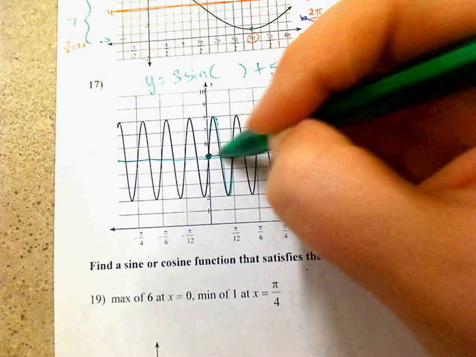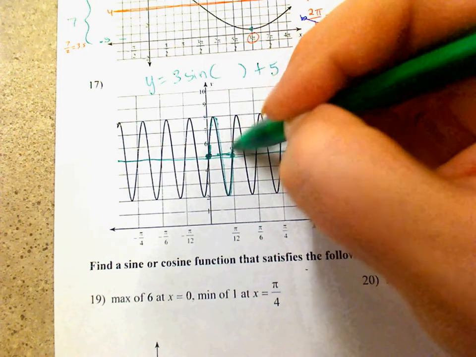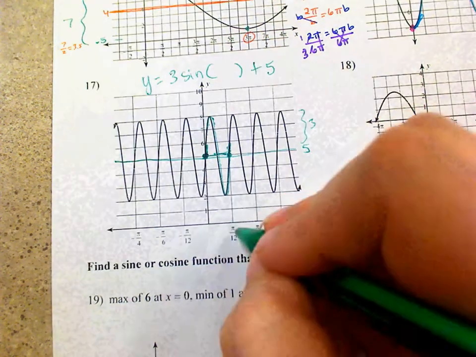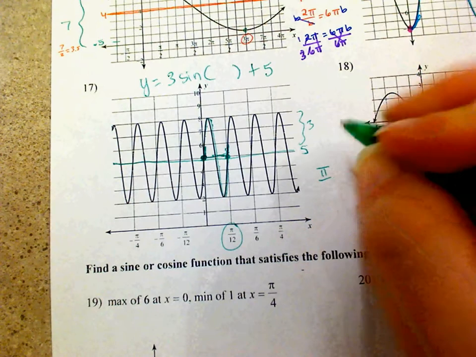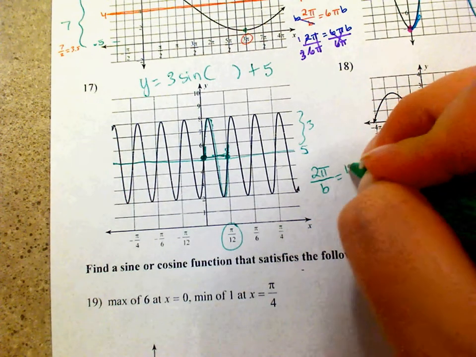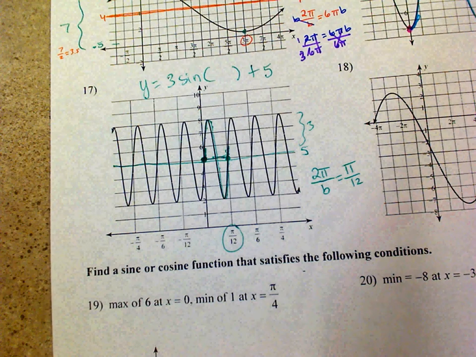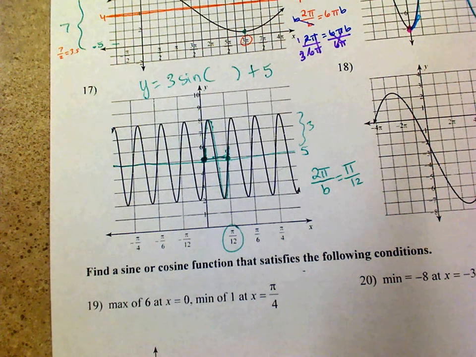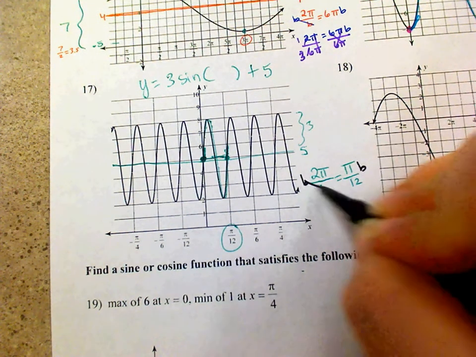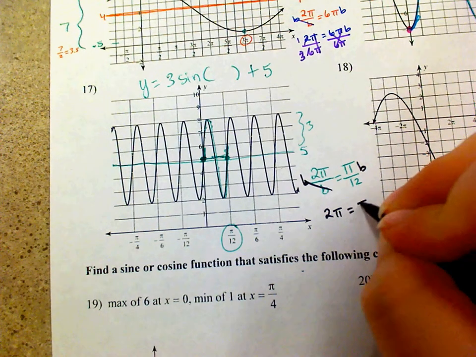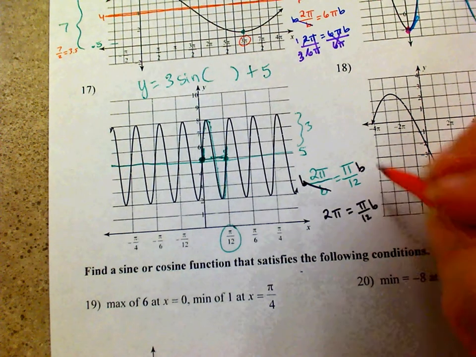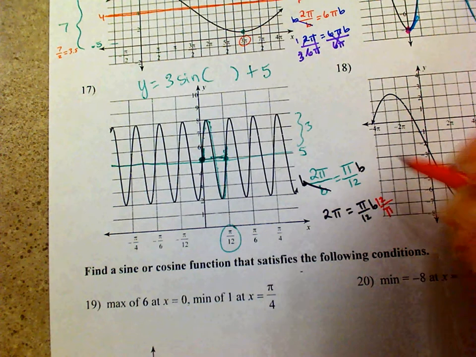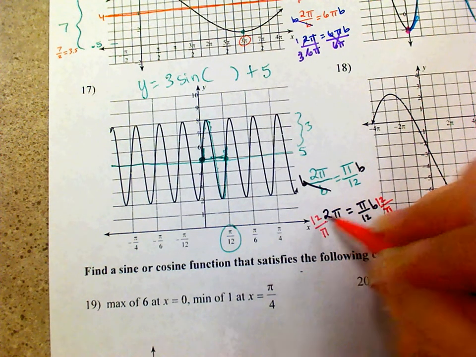So if one period equals pi over 12, then 2 pi over b equals pi over 12. Multiply both sides by b. 2 pi equals pi over 12 b. And then multiply by the reciprocal of pi over 12, which is 12 over pi. Those cancel out. Pi's cancel out. 12 times 2 is 24. So this is 24x, or theta, doesn't matter.